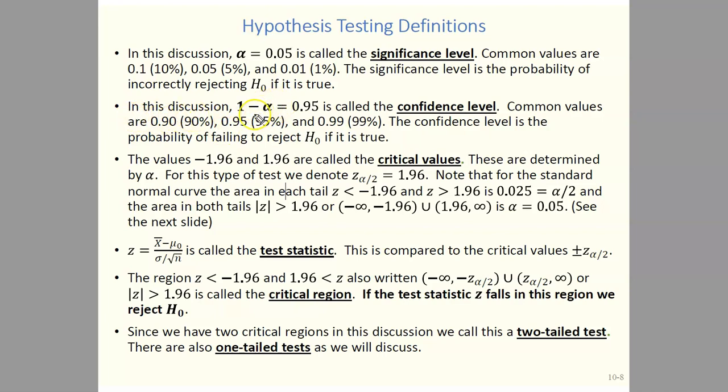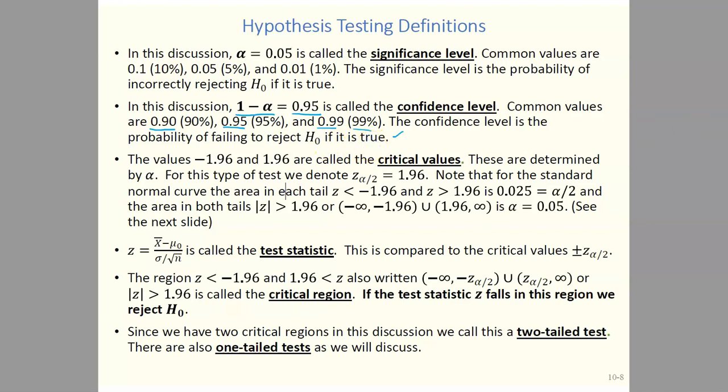Now also in our discussion, the value 1 minus alpha, which in our previous discussion we used 0.95, that's called your confidence level. And that can be adjusted. Common values are 0.9 or 90%, 0.95 or 95%, 0.99 or 99%. Those are common values that are used. Now also note that the confidence level is the probability of failing to reject H naught if it is true.